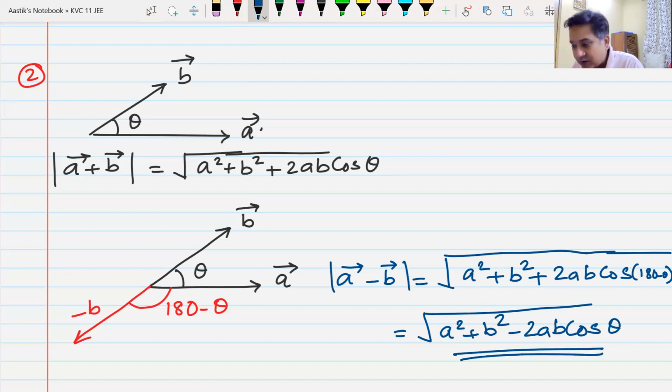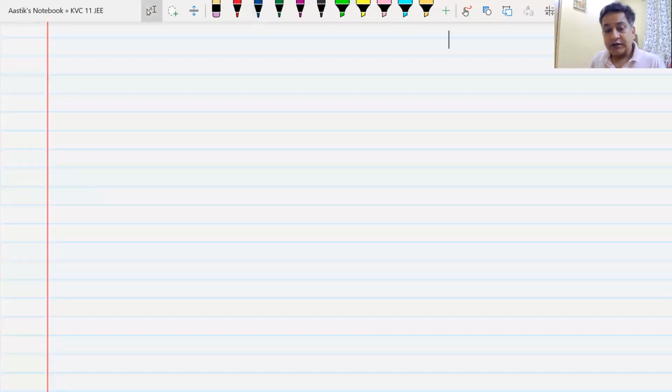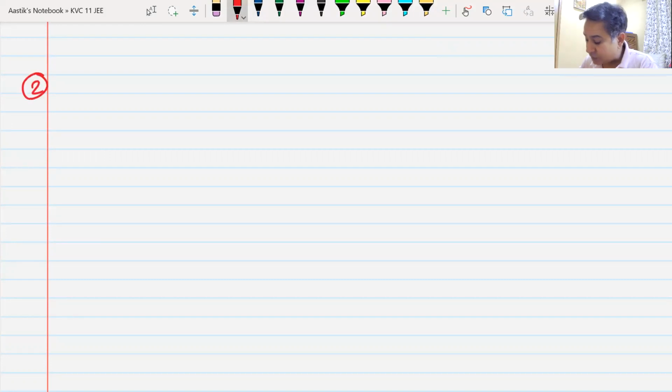Do we understand how I got this? Now I can use this formula to find out the relative velocity of A with respect to B. Have you noted this formula down? Everyone? Then I can use this formula to find out the relative velocity of A with respect to B. So that will be my method number 2.